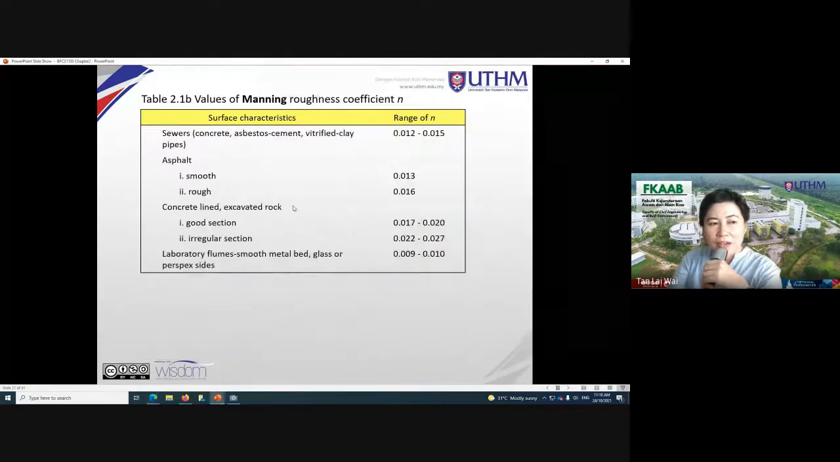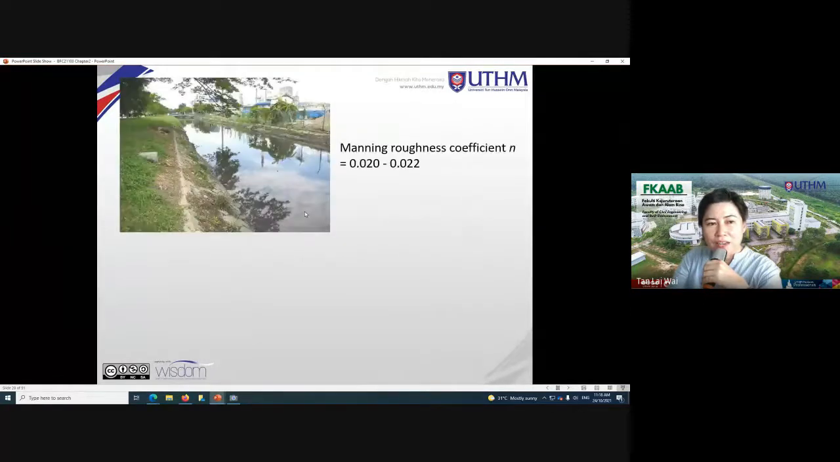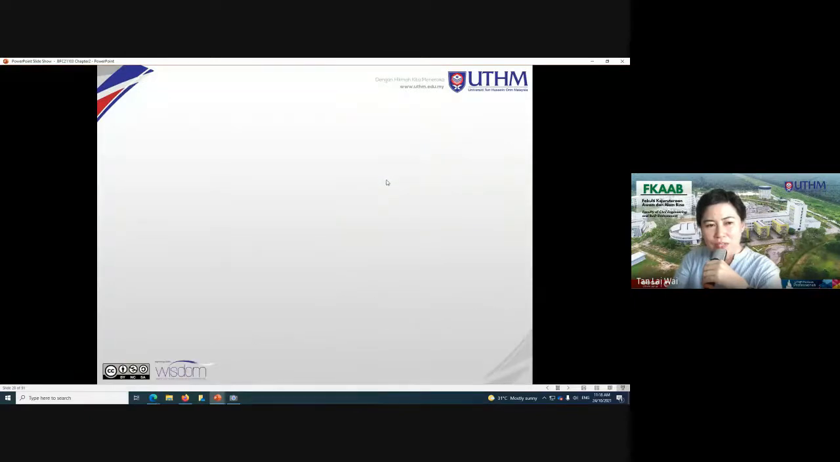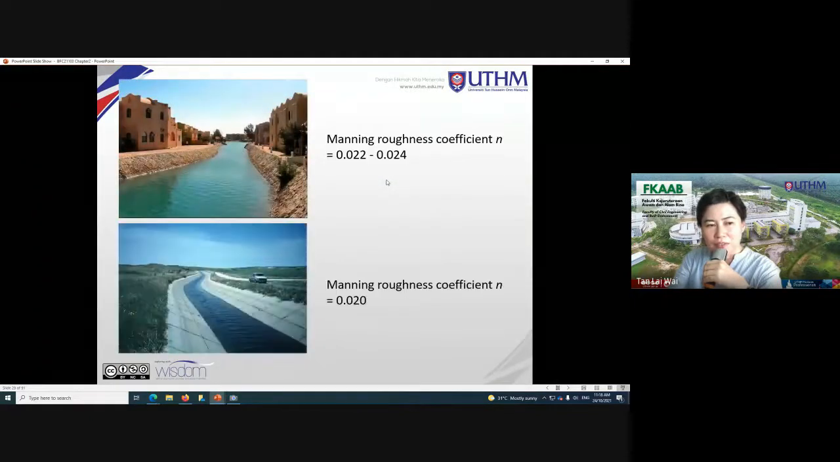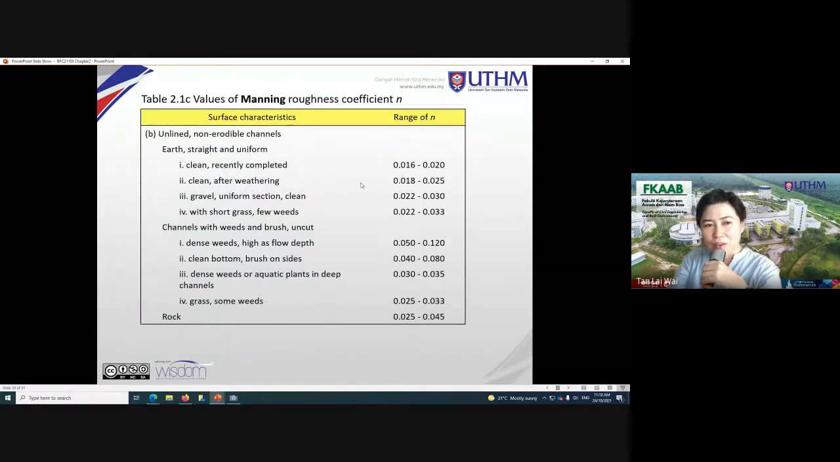Now as it goes rougher, this is concrete as well, 0.02. This is examples of the condition. Now as the surface of the channel gets rougher, you expect larger Manning. Look at this, dense width high as flow depth, 0.05, compared to earlier when we look at the concrete, which is about 0.015, 0.018. This is higher Manning coefficient.